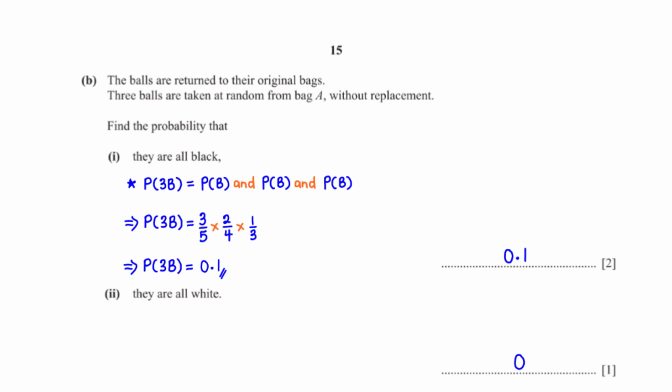The balls are returned to their original bags. 3 balls are taken at random from bag A without replacement. Find the probability that they are all black.